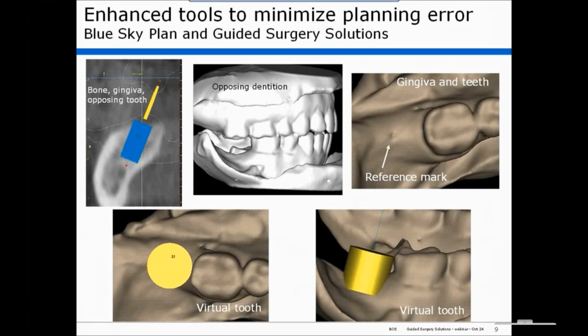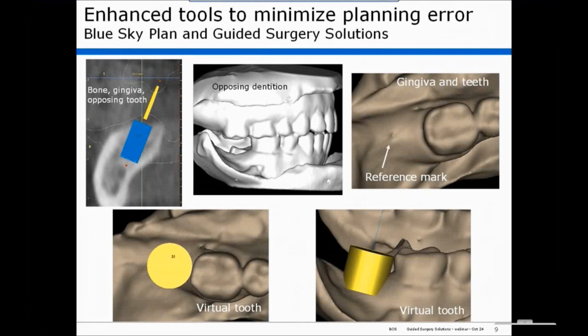This slide illustrates some of the enhanced tools that we have available using Blue Sky Plan. It's an extremely powerful software package and enables us to do what we're showing you. In the top left panel, we can see a cross-section of a mandible with an implant in place. But we also can see the outline of the gingiva. We can see an outline of the opposing tooth. And in this case, you can see where we have the implant lined up, a mandibular molar implant lined up with the lingual cusp of an upper molar, as it should be.